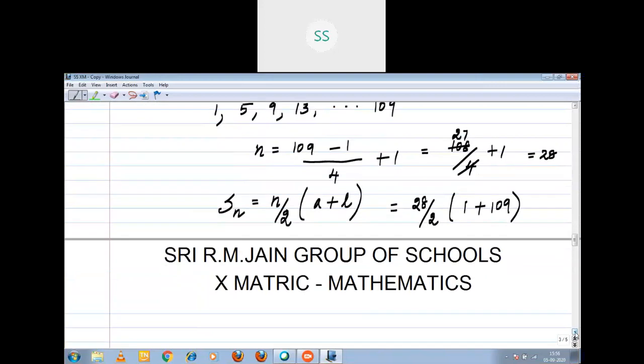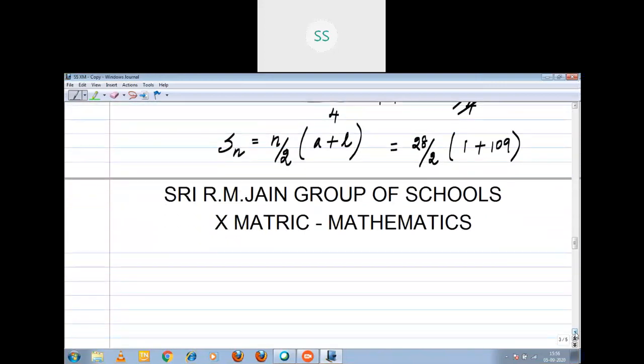Whether did you feel easy, children? Did you like this? Yeah. Once you like it, it is easy. S28 equals 28 by 2 into 110. 2 fives are right. Now, 28 and 55 you have to multiply.